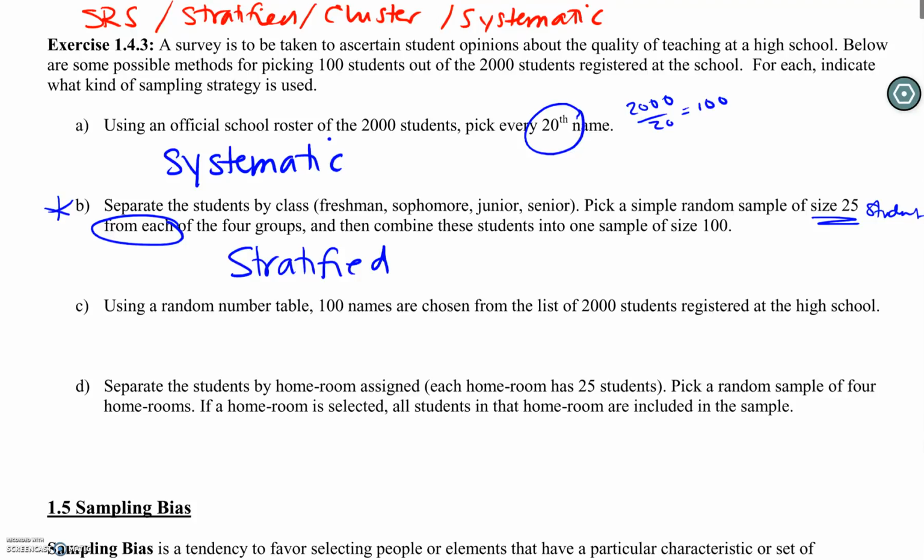Using a random number table, 100 names are chosen at random. This is incredibly boring. It's an SRS. And then the last one, we're separating students by homeroom assigned. So again, we have our grouping.